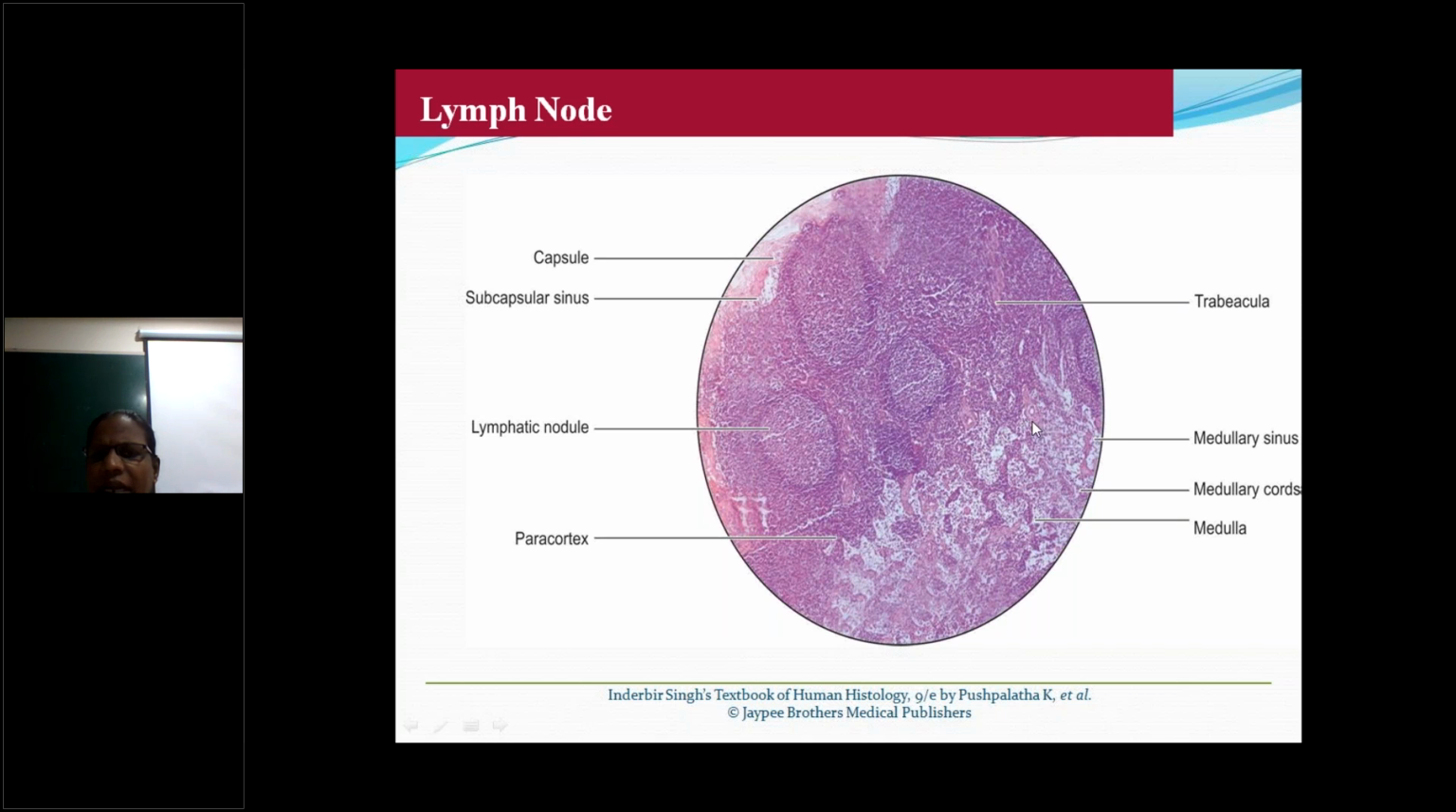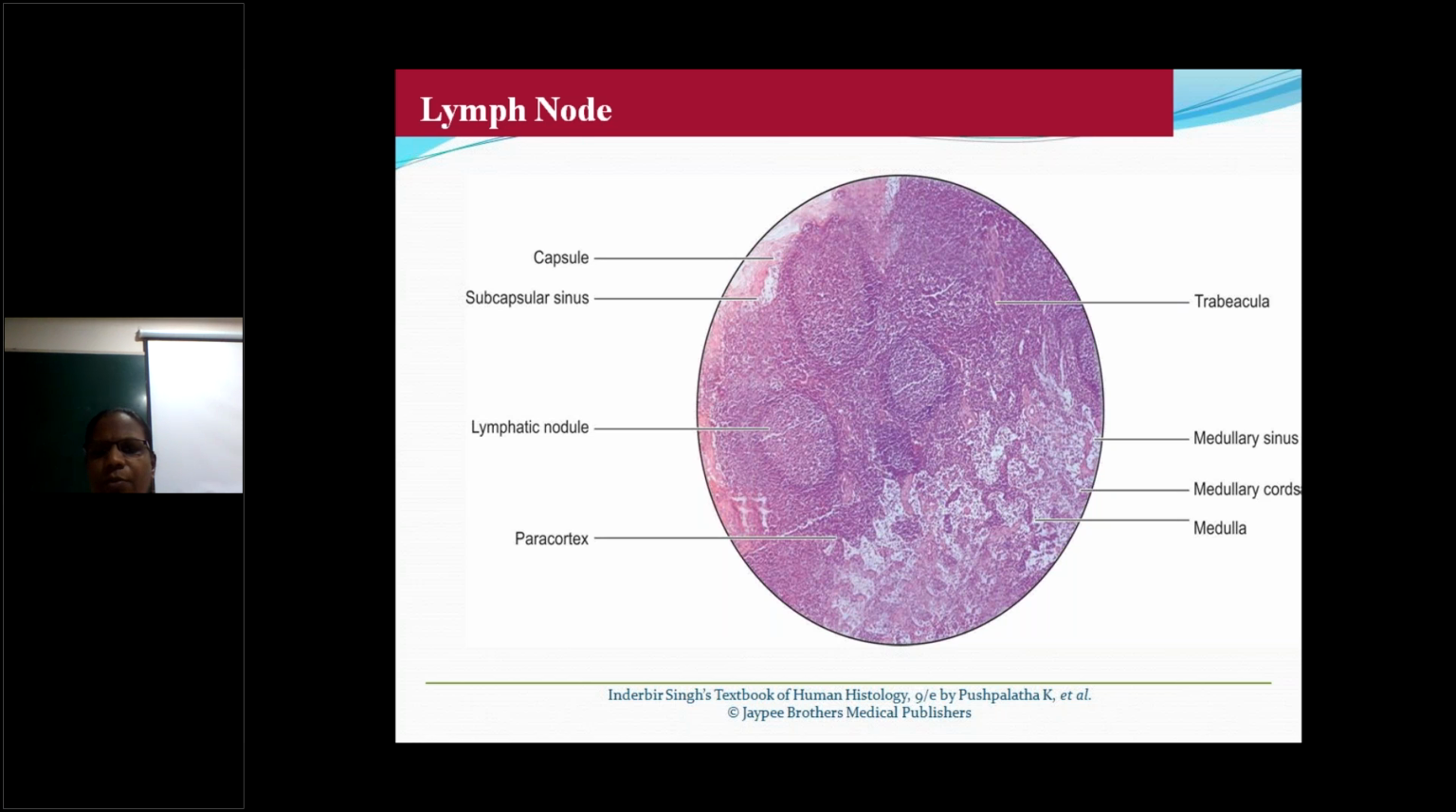Here and there, pink shaded structures are seen. This is the cross section of trabeculae with blood vessels. The medulla part has cross sections of trabeculae with blood vessels. Medullary sinus and medullary cords are present in the medulla of the lymph node.